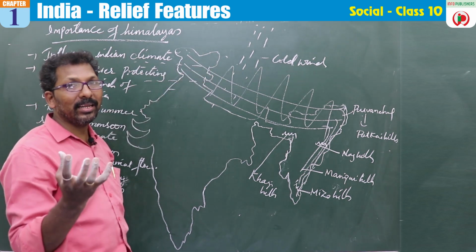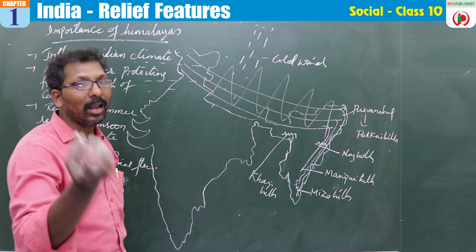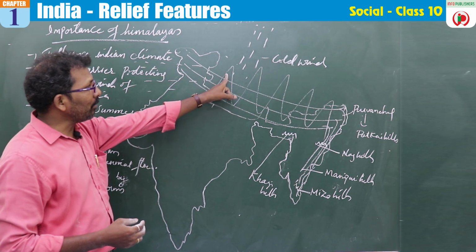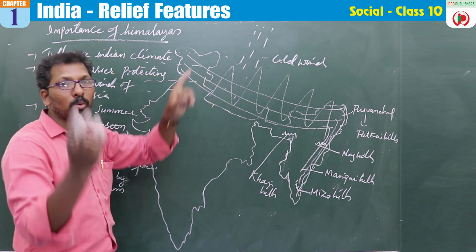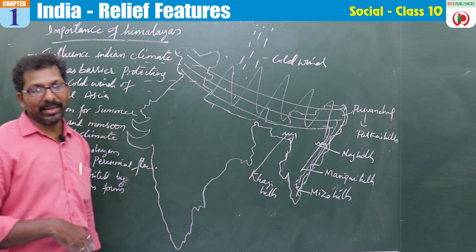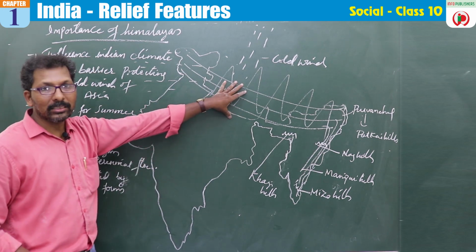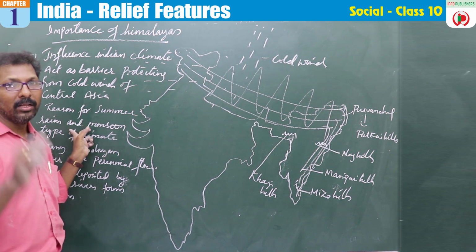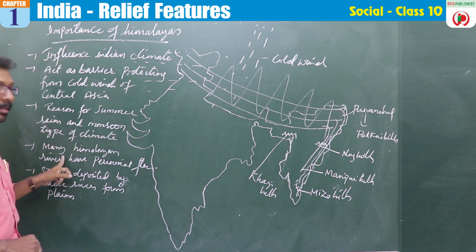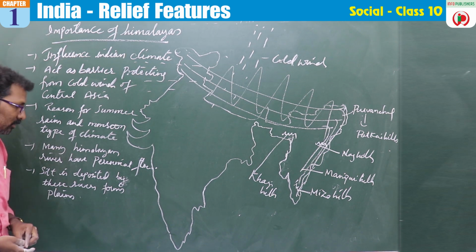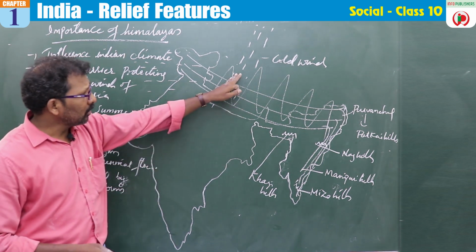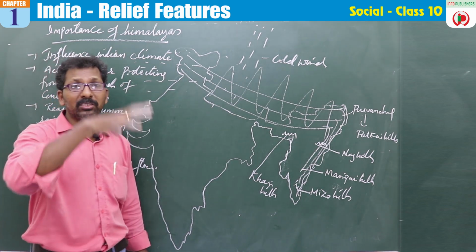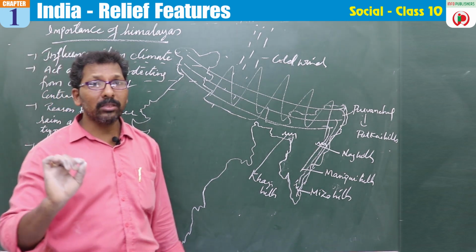Now these winds contain clouds, which contain water in them. So when they come across the Himalayas, they cool down and fall as rain. So the Himalayas are also a reason for the summer and monsoon type of climate. Next, many Himalayan rivers which flow from the Himalayas are perennial rivers. Perennial means which flow continuously throughout the year.